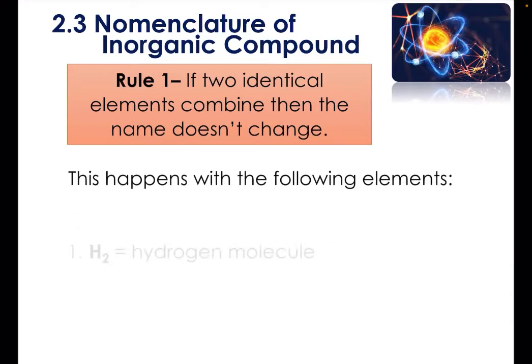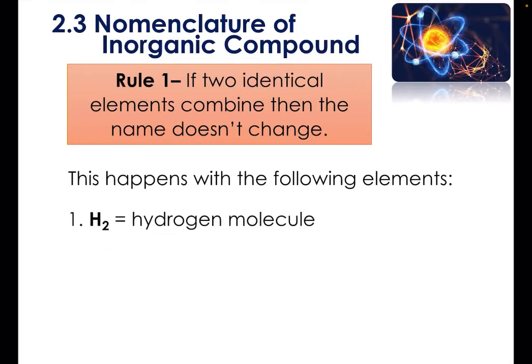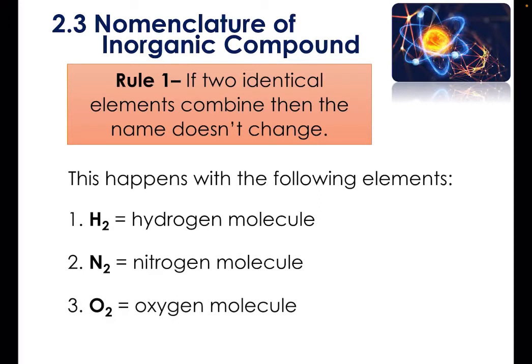So it means that when you have, for example, H2, the name of H2 is hydrogen molecule, because the hydrogen molecule is made up of 2 hydrogen atoms, which are 2 identical hydrogen atoms. Same case as N2, it will be nitrogen molecule, and O2 will be oxygen molecule. But as I mentioned before, to make it different from a neutral atom, instead of writing hydrogen only, you must write hydrogen molecule. The word molecule must be at the back.